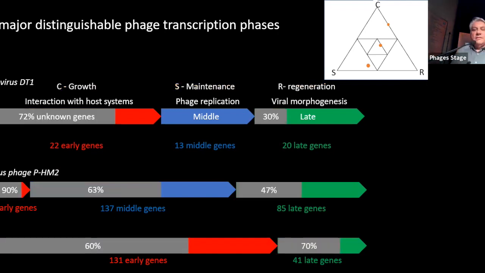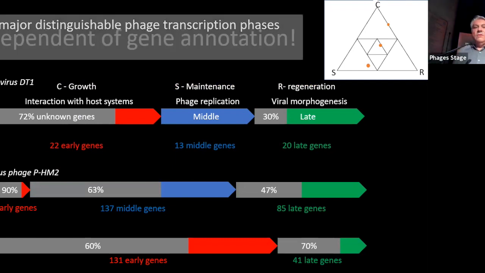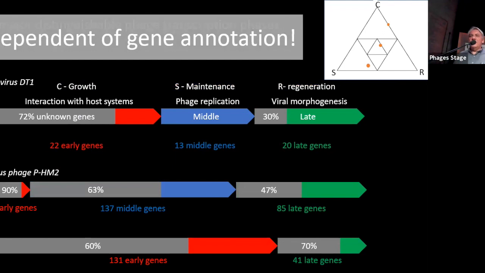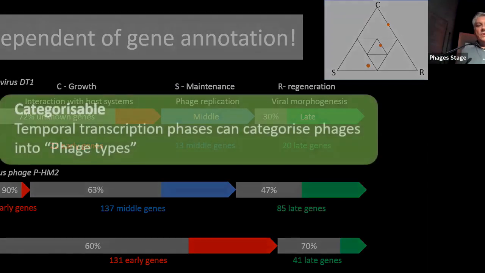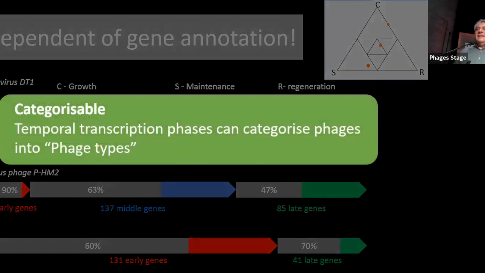The nice part here is that if you look at the genes, for most of them we don't even know the function. So the whole thing is independent of gene annotation or gene function. You just run a transcriptomic experiment, get the number of early, middle, and late genes, and you can start to categorize and compare different phages. Are they good in stress environments? Almost all cyanophages are here in the stress-tolerating part. So that is how, without any similarity requirement, we can start finding phage types and categorizing them.